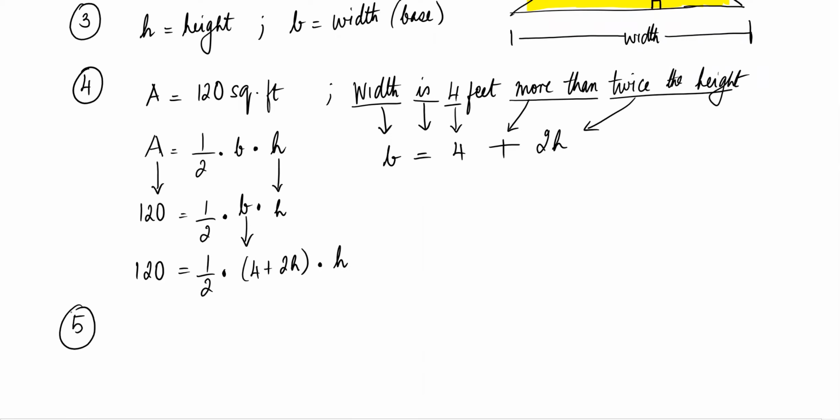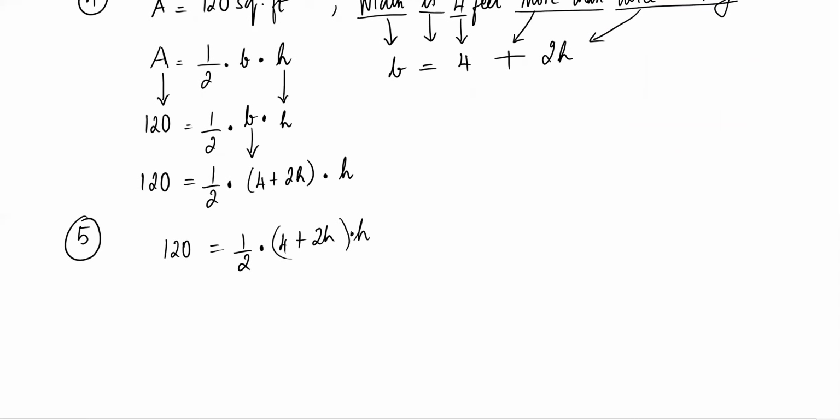Step 5 is when we really solve this, because we can solve this for H. So 120 equals half times 4 plus 2H times H. Okay. So again, there are 2 ways to handle this. One is you could distribute this and then take care of it, or you could multiply both sides by 2. So I'm going to do that. I'm going to multiply both sides by 2 because that's the only denominator and I want to clear that. Okay. 2 times 120 is 240 equals 4 plus 2H times H.